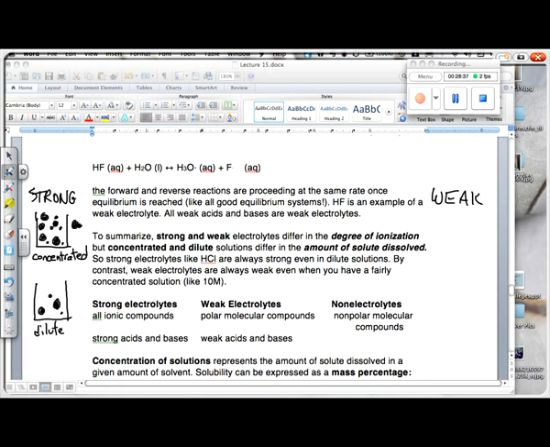Over here, a weak electrolyte that is concentrated. I'm going to use the same type of picture, but the majority of my particles are going to stay together because this is a weak electrolyte and only a few will break apart. This is the concentrated one, so I have lots of solute. So this is a concentrated weak electrolyte. A dilute weak electrolyte would just be fewer particles altogether.